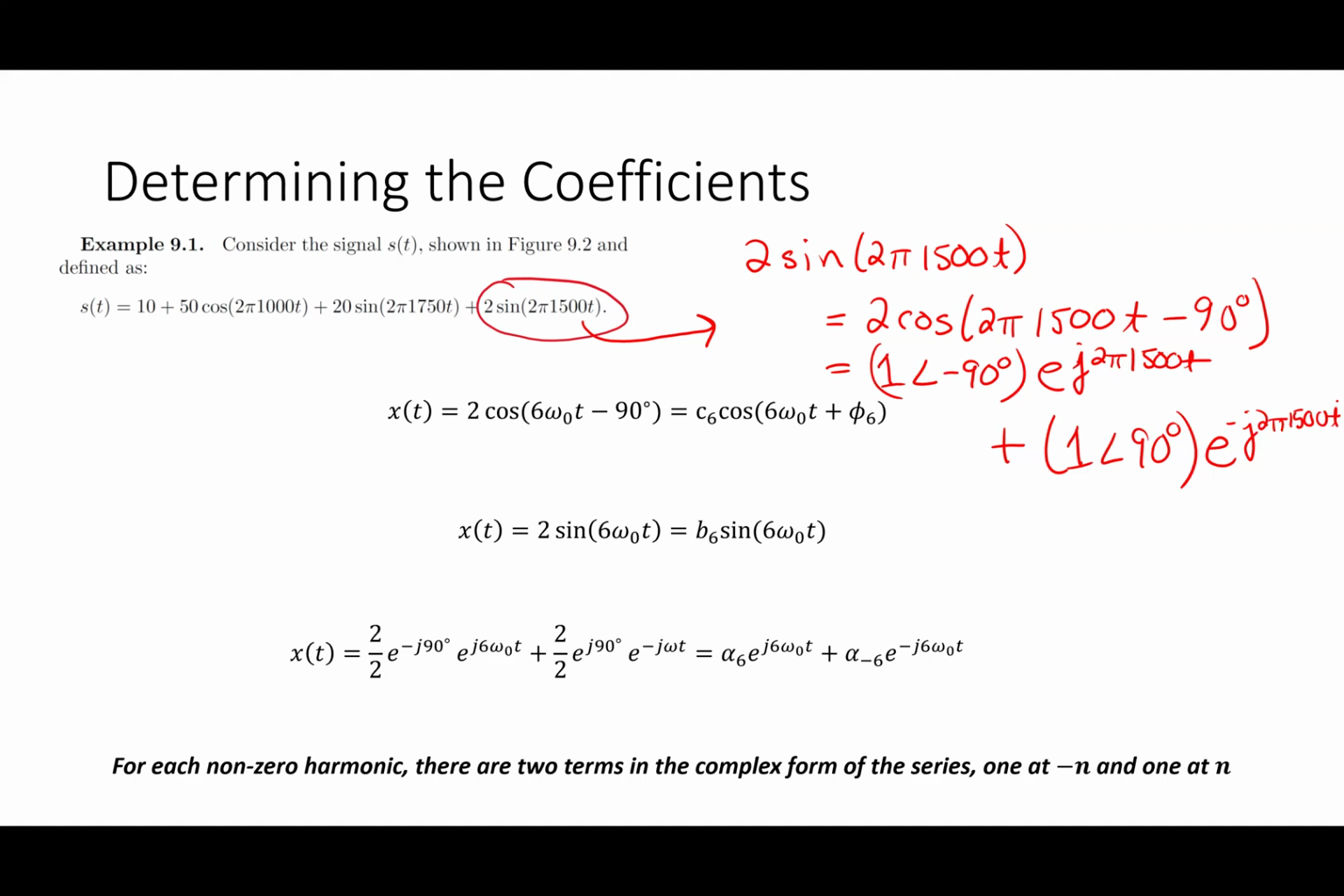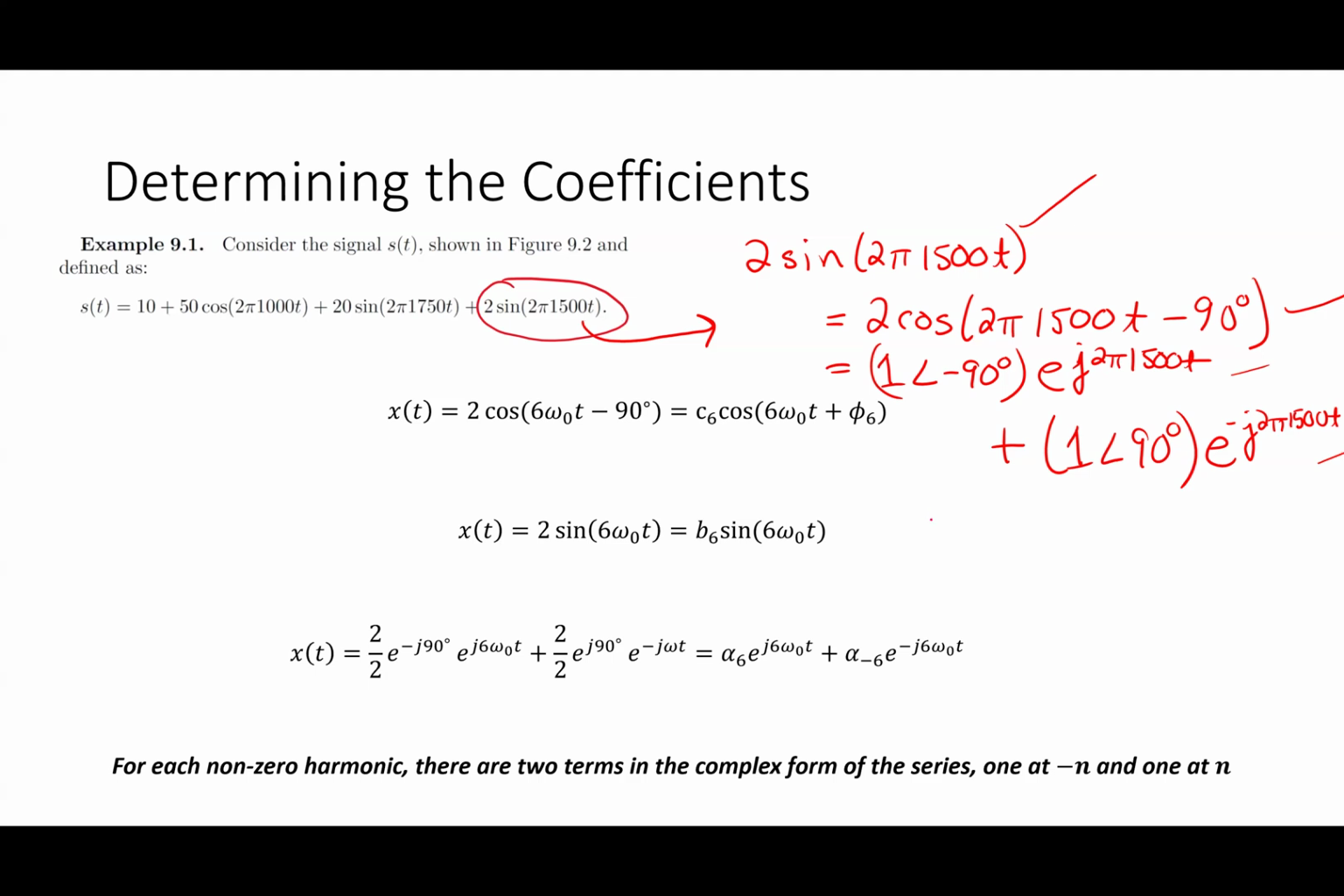Now, what did I do here? This says 2 over 2 e to the negative j 90. Why did I write it as 1 angle negative 90? Because you like that better, I think. If I say 1 e to the negative j 90 degrees, that's the complex exponential form of the polar number 1 angle negative 90. I can totally do that. Those two things are equivalent. In this form of the series, this is one form of the series. This summation of the 2 rotating vectors is another form of the series.